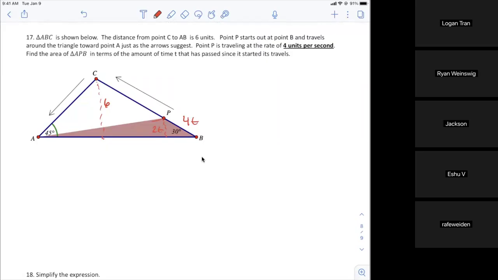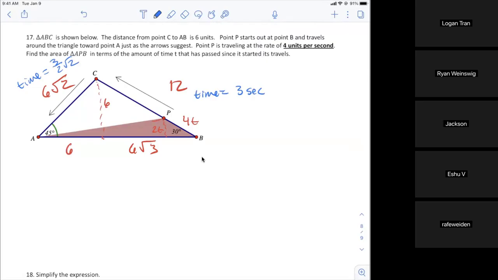Let's fill in a few other things. You said the distance from C to AB is 6. Then this would be 6, this would be 6 root 2, and on the other side this would be 12, right? And 6 root 3. Let's also put in the times on this side. To go from B to C, what would be the time there? 3 seconds, because the distance divided by the rate of 4. And from C to A, we divide by 4, so 3 halves root 2. Great, so we got both times.